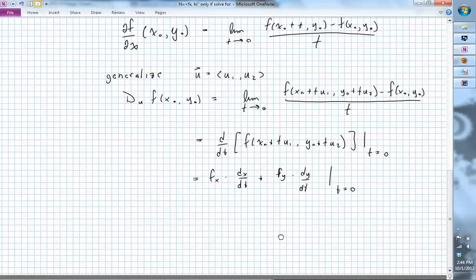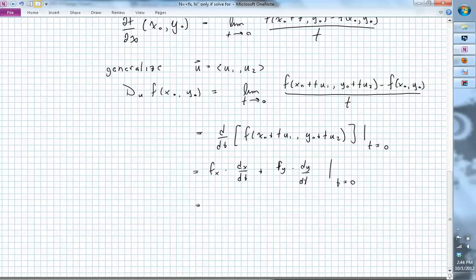Let's fill in the pieces here. What is the derivative of this slot with respect to t? u1, right? u1. And the derivative of this slot with respect to t is u2. Another thing that's important to know is what happens when I plug t equals 0 into this? What does it turn into? x naught. And this guy? y naught. So I'm going to do all of that.